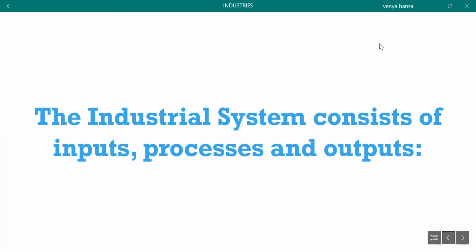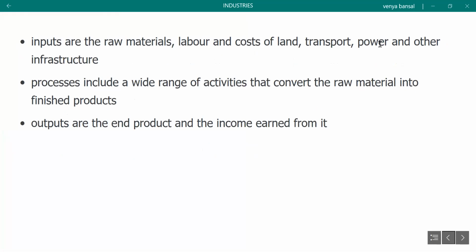The industrial system consists of a number of processes. There are inputs, outputs, and the finished product. Inputs are raw material, labor, and cost of land, transport, power, and other infrastructure. Process includes a wide range of activities that convert the raw material into a finished product, which is also known as manufacturing. Output is our end product, or the finished product, which helps a person earn income or profit.